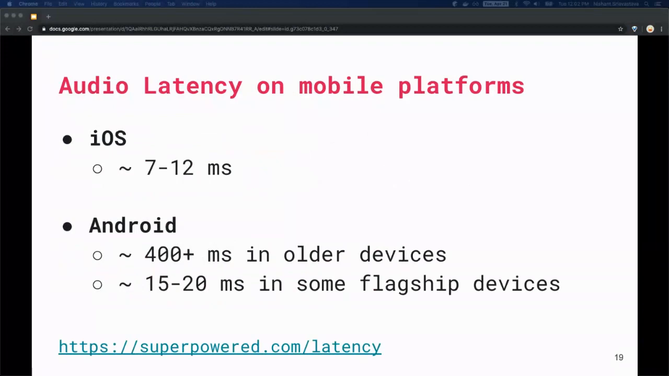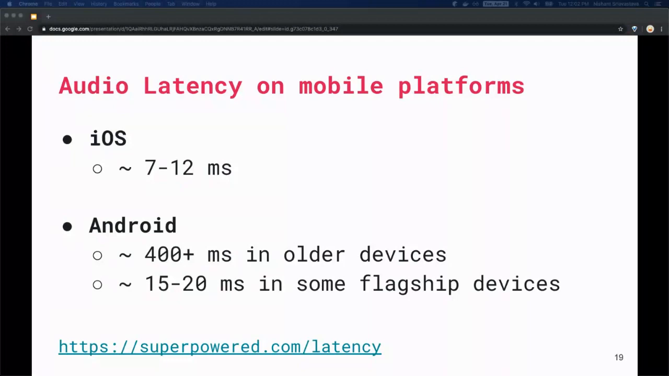Let's look at the audio latency on other mobile platforms also. Because we are comparing Android as a mobile platform, let's look at iOS, which uses compiled code. It uses Objective-C, C, C++ if required, and also Swift, and compiles the whole code down to machine level code as much as it can. So the latency there is almost around 7 to 12 milliseconds. Really good. For Android though, on flagship devices you actually get around 15 to 20 milliseconds. But for older devices, the time is around 400 plus milliseconds, which is really bad.